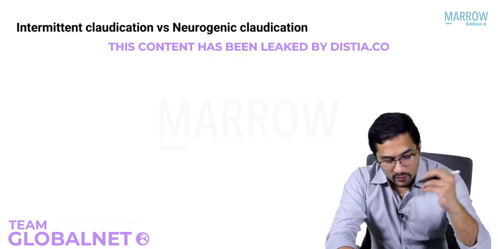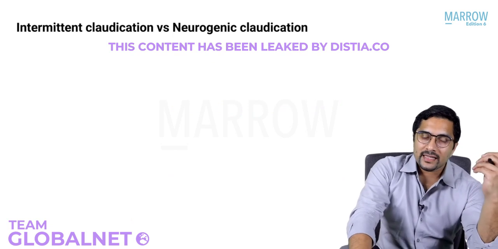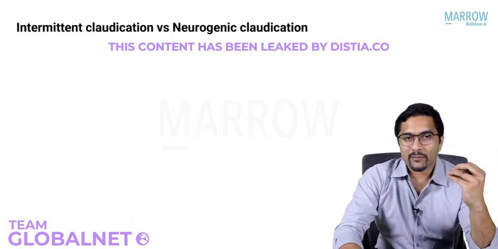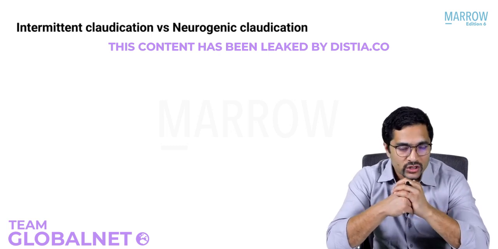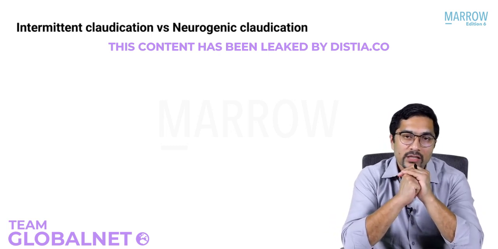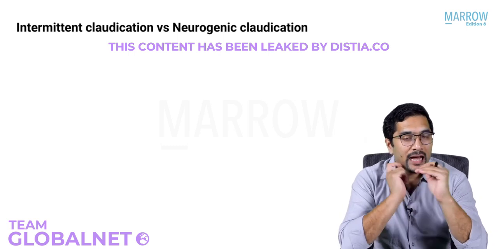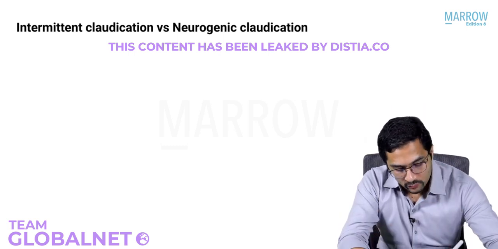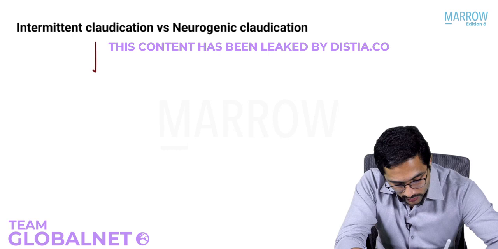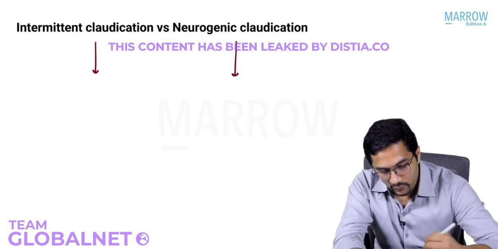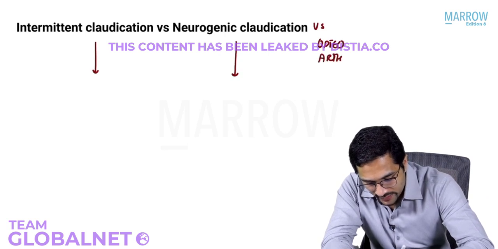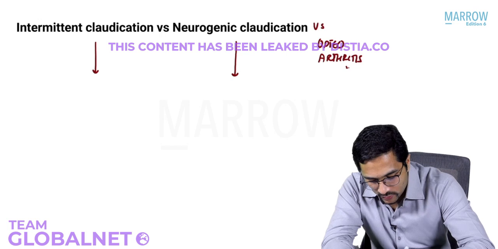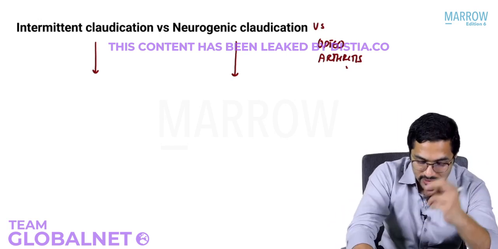Now, one more thing which you need to remember is that you can sometimes have a patient of neurogenic claudication or osteoarthritis also walk into the surgery OPD. And your professor will ask you, how will you differentiate intermittent claudication from neurogenic claudication from osteoarthritis? So these are the 3 things where there can be some confusion and you need clinical points to differentiate them.